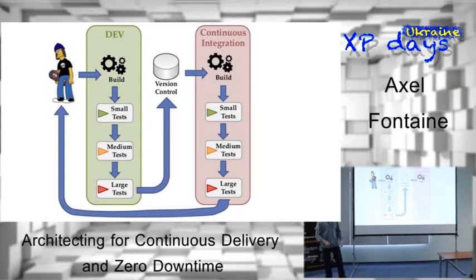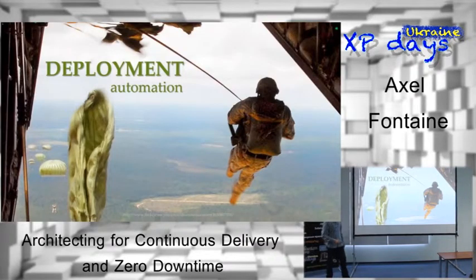So once again, on that system, it could be a Jenkins, a TeamCity, whatever you want to use. We're going to run the automated build, the small, the medium, and the large tests, and we get feedback whether what we've checked in is also working centrally or not. So once we've achieved that, we're ready to move to the main part of today, which is deployment automation.